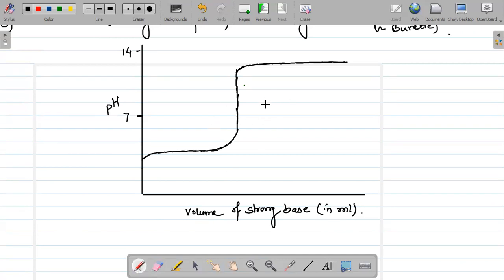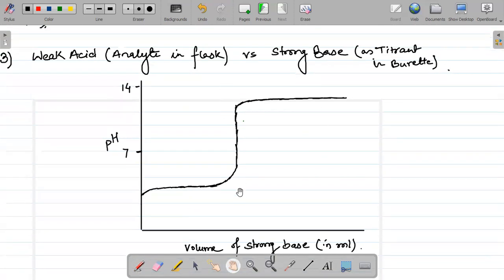So the curve is going to look like this, and at the equivalence point, when we are adding the base, there is going to be formation of salt, and at the point of neutralization, the acid and base will neutralize each other. The expected pH will generally be higher than 7. That is in the basic zone.